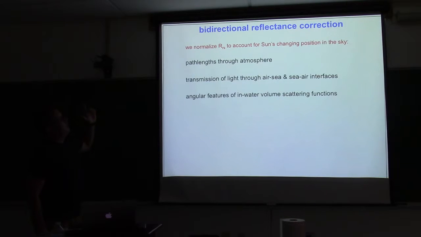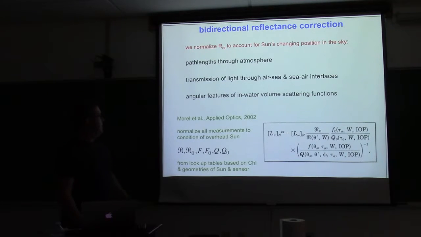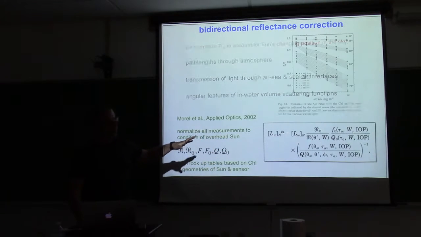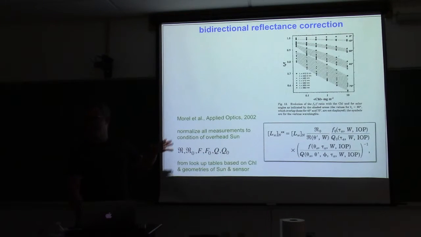So this takes care of accounting for the sun's change of position in the sky, which is important because of the path length through the atmosphere and all of the other atmospheric correction problems that we have: transmission of light through the air-sea interface, angular features of the in-water volume scattering functions. I'm sure you've already discussed this paper in practice. The equations are there. Does anybody want to spend any extra time on this, or has this been satisfactorily covered by now? Okay.